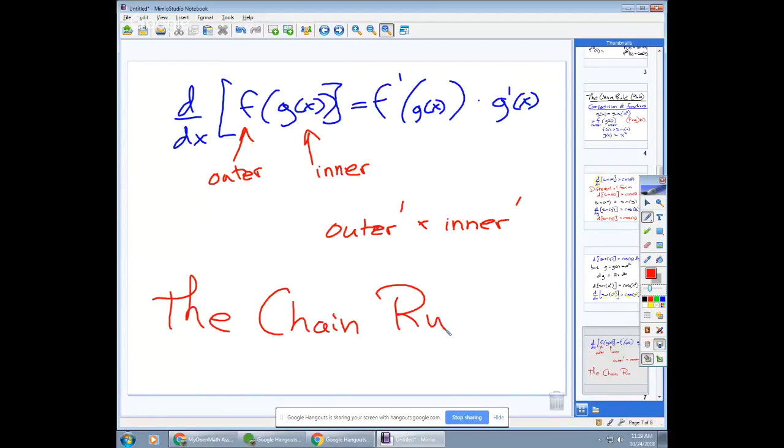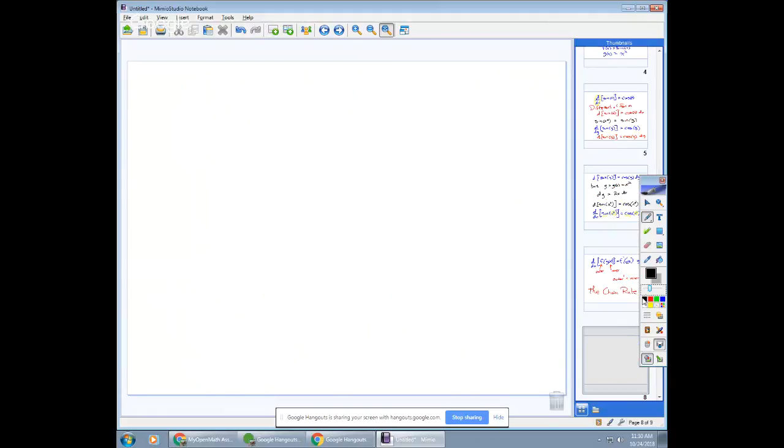Now, I think the hardest part of it is identifying the outer and the inner and keeping this straight, that you take the outer derivative, leave the inner alone, then multiply by the derivative of the inner. So it's not too bad, it's just a process we get used to. Let's do it. New function.